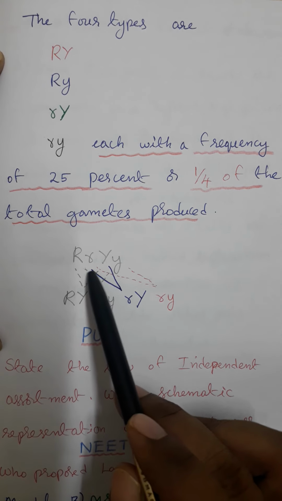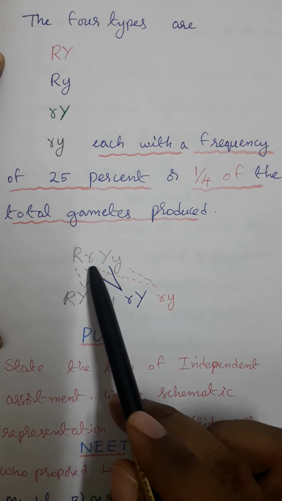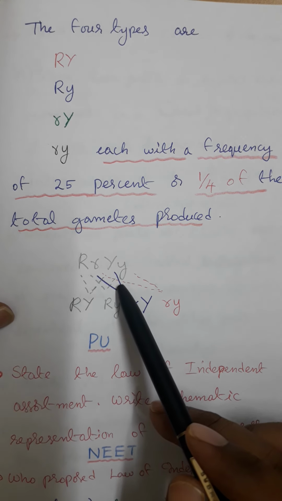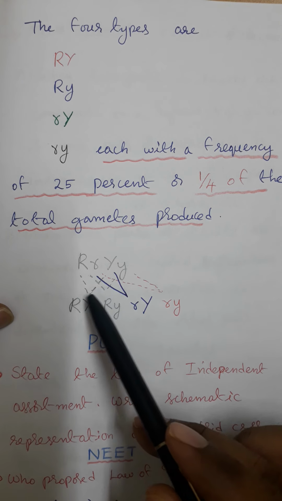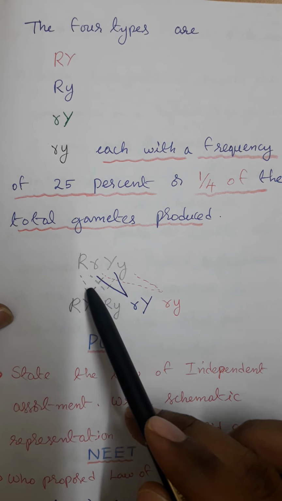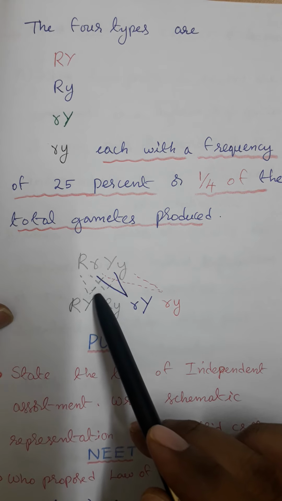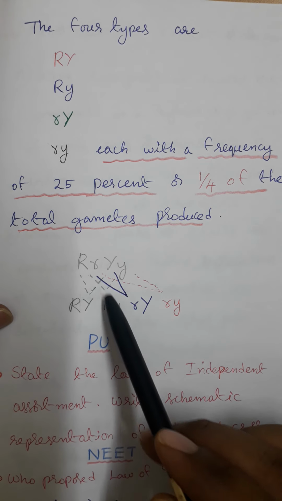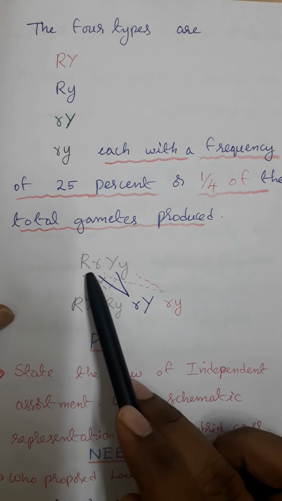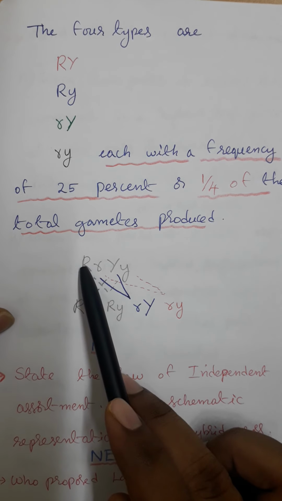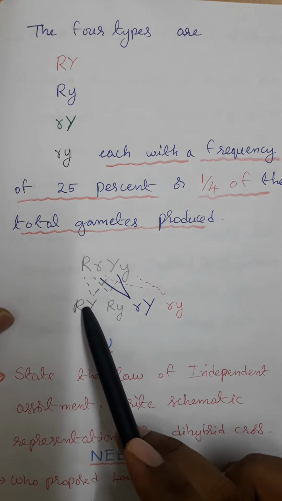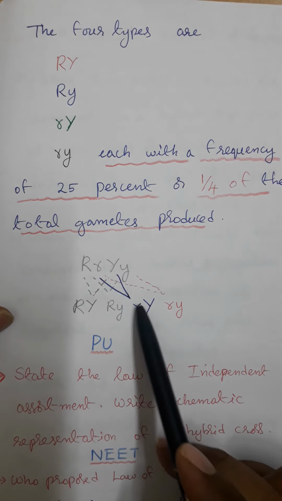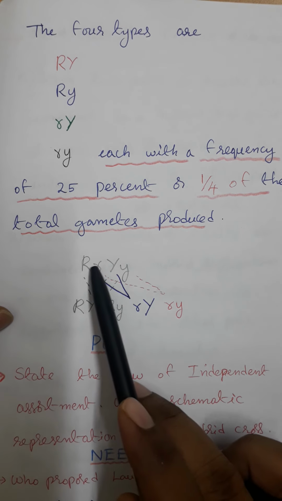This is the genotypic representation of the F1 progeny in a dihybrid cross, RrYy. Round shape and yellow color seeds is the phenotypic character. The genotype is RrYy, and it produces four kinds of gametes. Look here: RY is one type of gametes, Ry is the second type of gametes, rY, and ry.